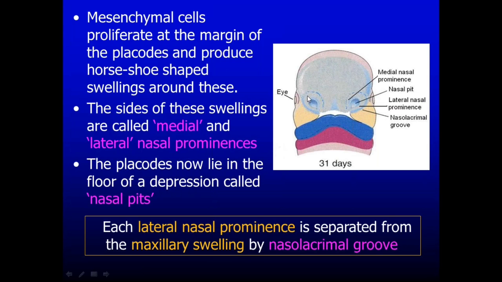Now this is the lateral prominence. This lateral prominence is separated from the maxillary swelling by a groove, that is the nasolacrimal groove, which is your future nasolacrimal duct. The nasolacrimal duct drains the lacrimal gland and opens in the inferior meatus of the nose. So this is your nasolacrimal groove.